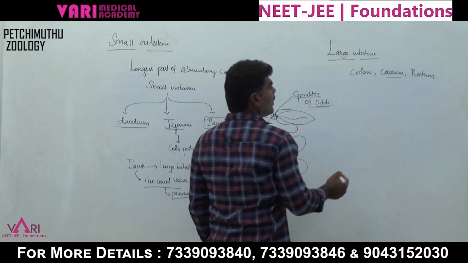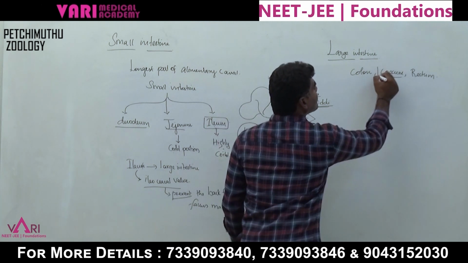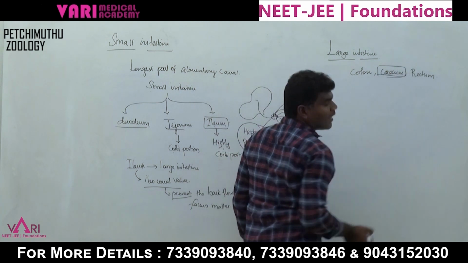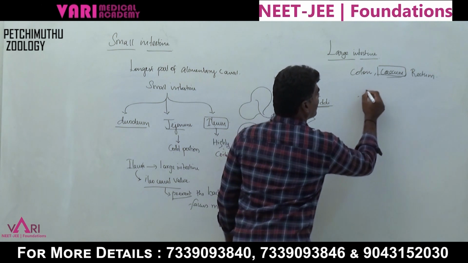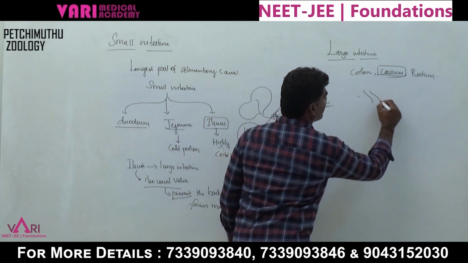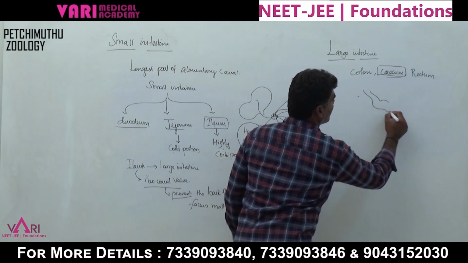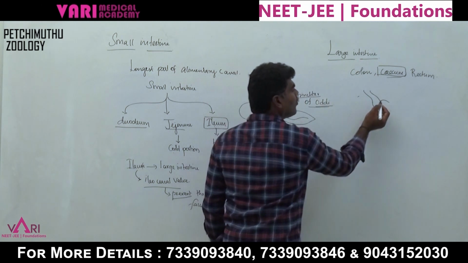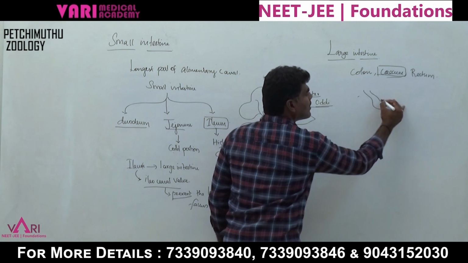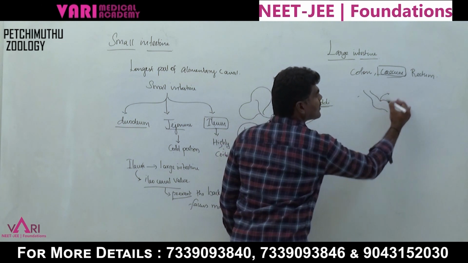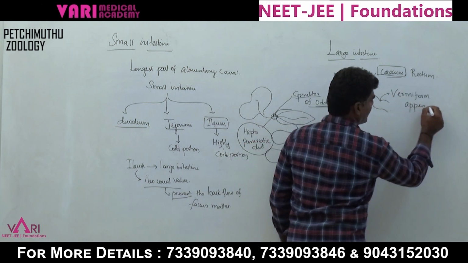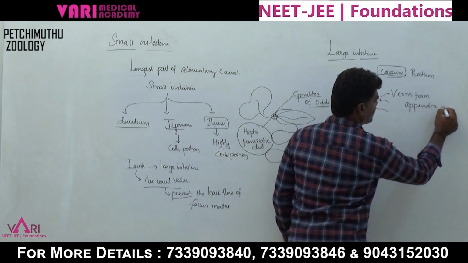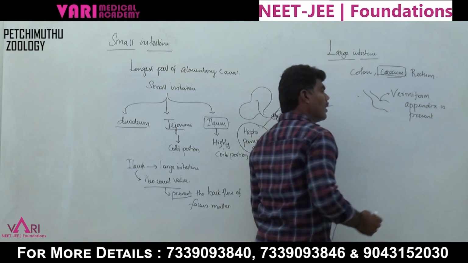The cecum has symbiotic bacteria. The cecum is where the large intestine begins. Here the vermiform appendix is present.